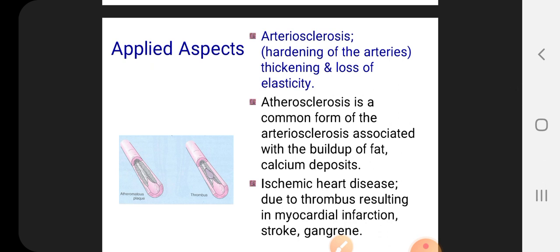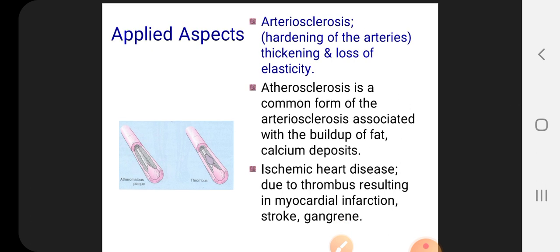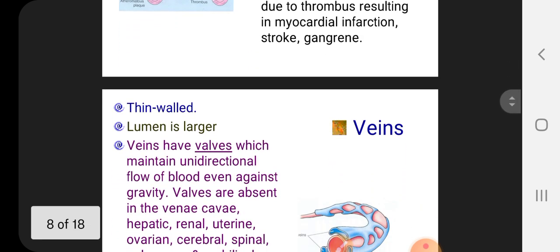We'll again revise arteries. There are three types of arteries. Elastic artery, example aorta. Number 2, muscular artery, example radial and ulnar arteries. The other one is capillaries, also called sinusoids. In the capillaries, all the gaseous exchange occurs. Applied anatomy: number 1, arteriosclerosis. Number 2, atherosclerosis. Number 3, ischemic heart disease.